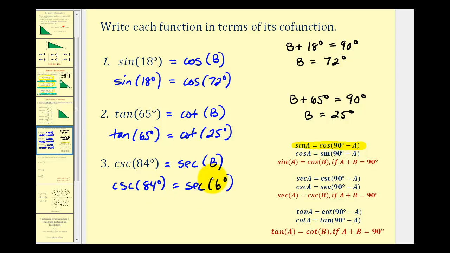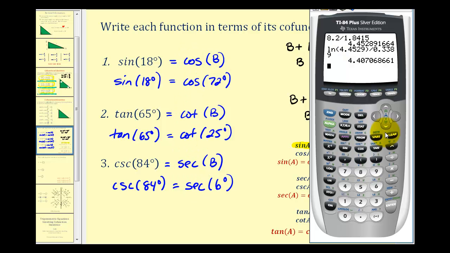Before we take a look at some involving radians, let's verify these on our calculator. Let's first make sure that we're in degree mode. So we'll press the mode key, go down to the third row and highlight degree, press enter, go back to the home screen, second, quit. We'll type in sine 18 degrees, enter. We'll compare that to cosine 72 degrees, enter. And notice how they are equal to each other.